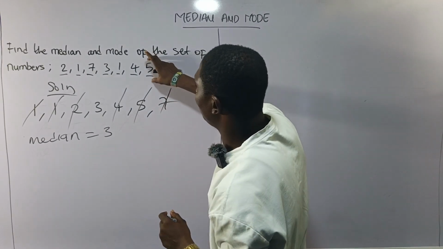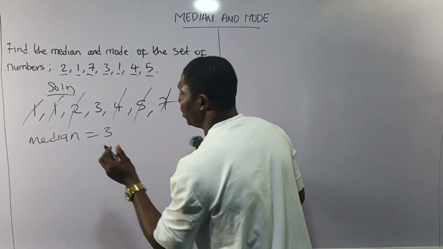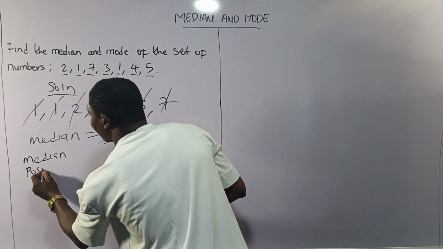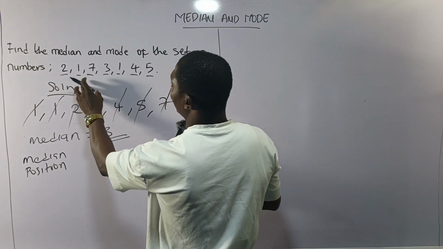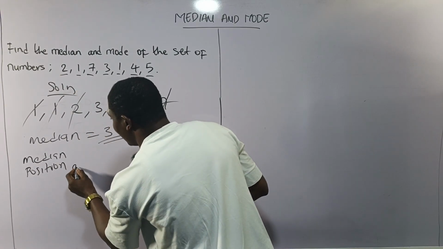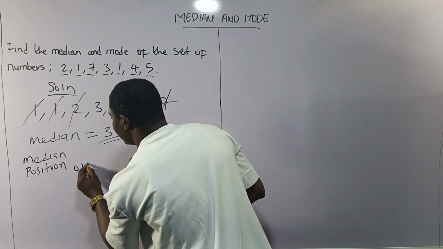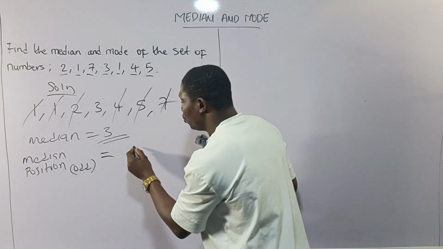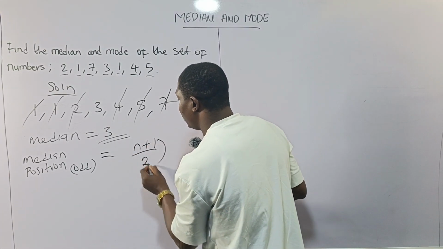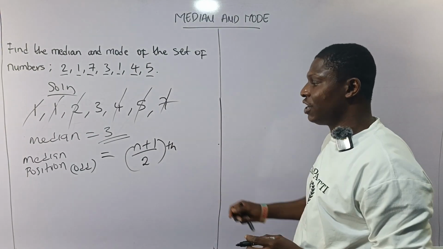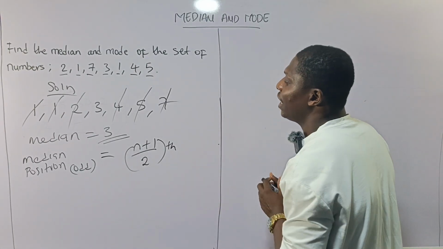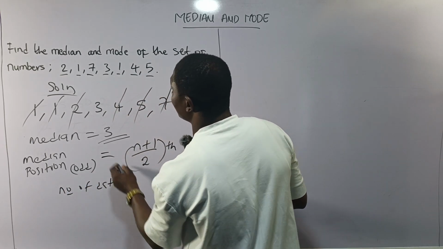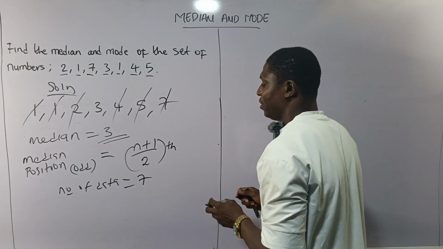Now, I want to use the formula method using the median position. This is my answer, remember. My median position, see how many numbers do I have? 7 data, so is it even or odd? 7 is an odd number, so the data is odd. So median position is, like I've told you, N plus 1 over 2 in brackets th, where this th can be taken as position. Now N is the number of data, which is equal to 7.